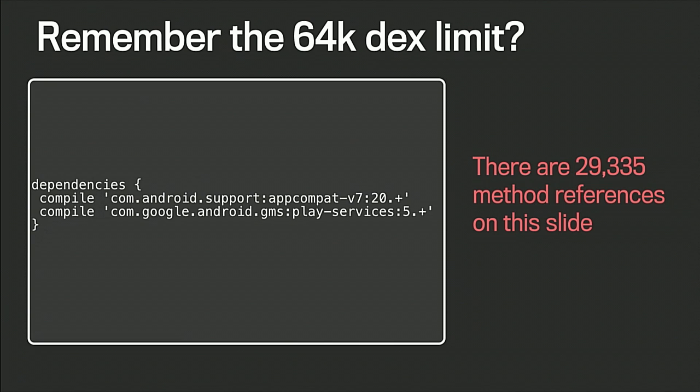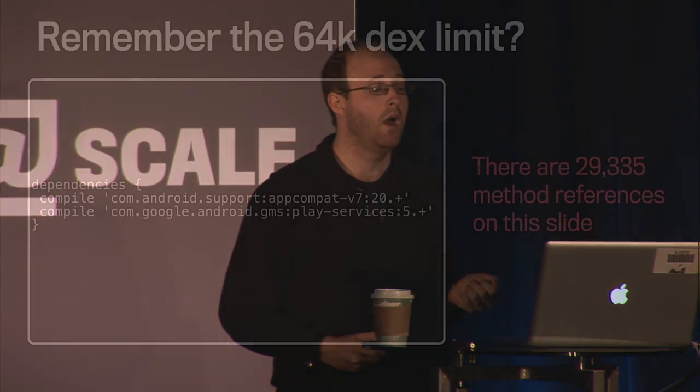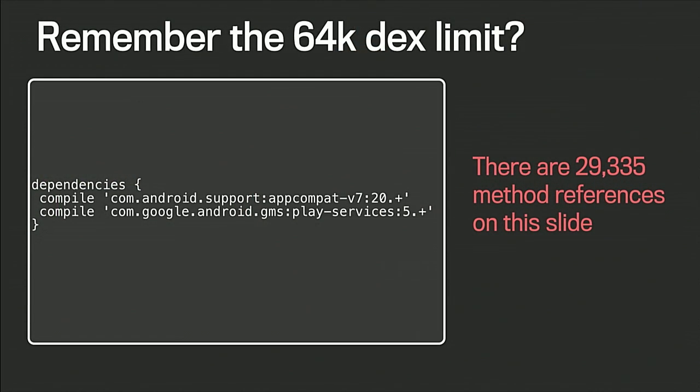This adds 29,335 method references just from these 2 dependencies. If you actually do this, you'll see your count go up by a smaller amount than that, because some of that overlaps with what your app is already likely to be using. But the fact that just using push notifications basically takes you halfway to the cliff from 0 is not really a good sign. So there's a couple ways to mitigate this.